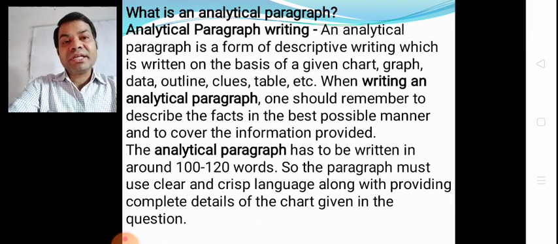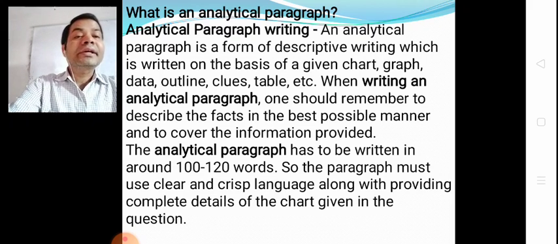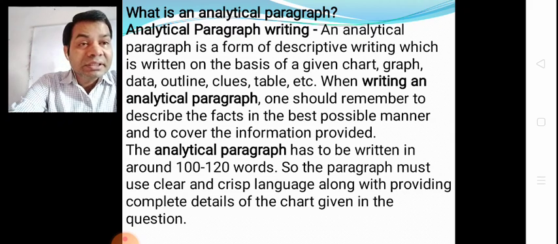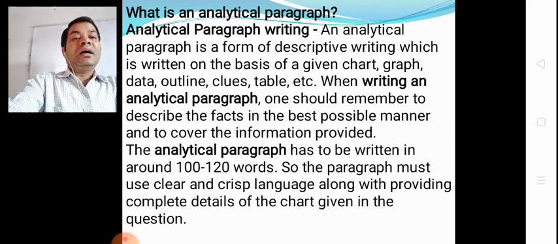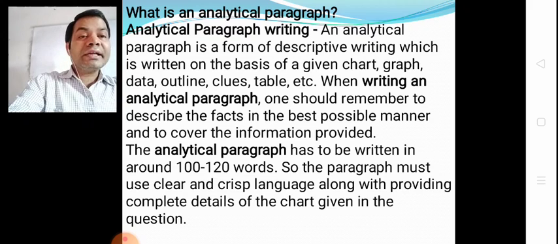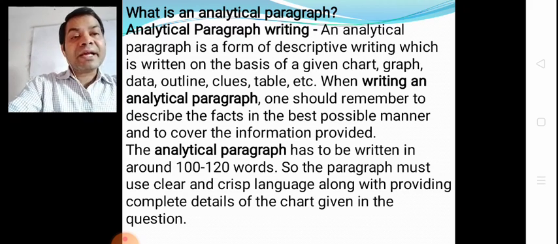In the question, you will find a pie chart, graph, data, outline, clues or table, and with the help of these, you will have to develop a paragraph. So that is called an analytical paragraph.